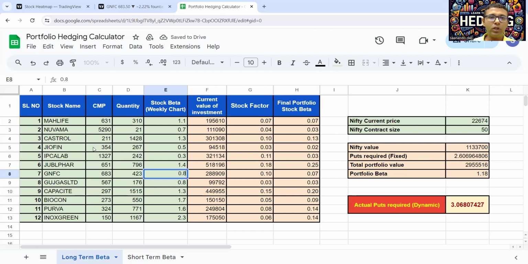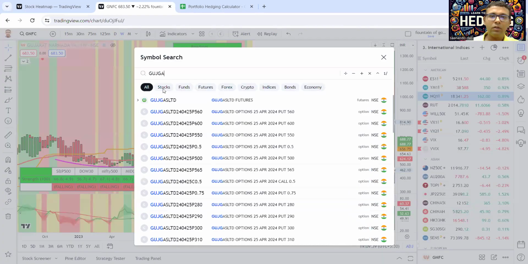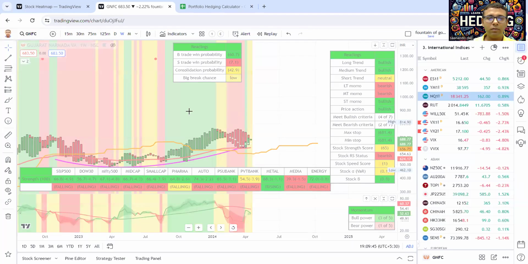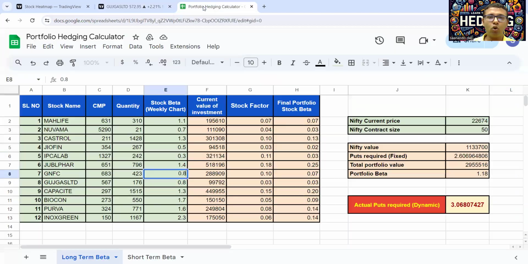Then we have Gujarat Gas, Gujarat Gas Limited. We have a price of 573 and stock beta of 0.6. Then we have Capacite.